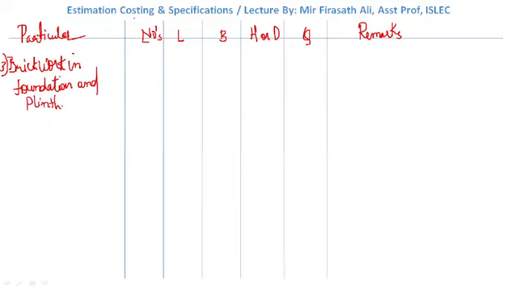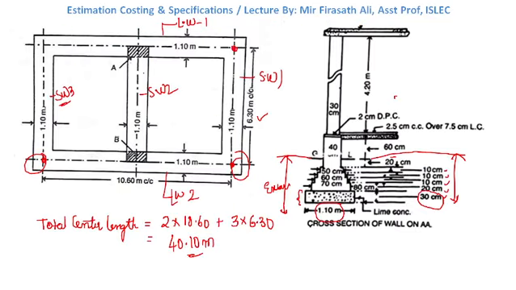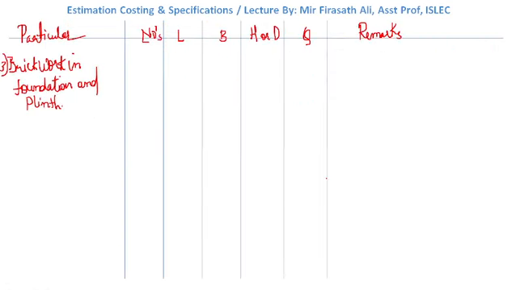Okay, the quantity in brickwork. If you look over here, how many footings are there? This is the first footing, second footing, third footing, fourth footing. After the fourth footing, we have the plinth. So there are 4 footings and 1 plinth. So let us write all this.